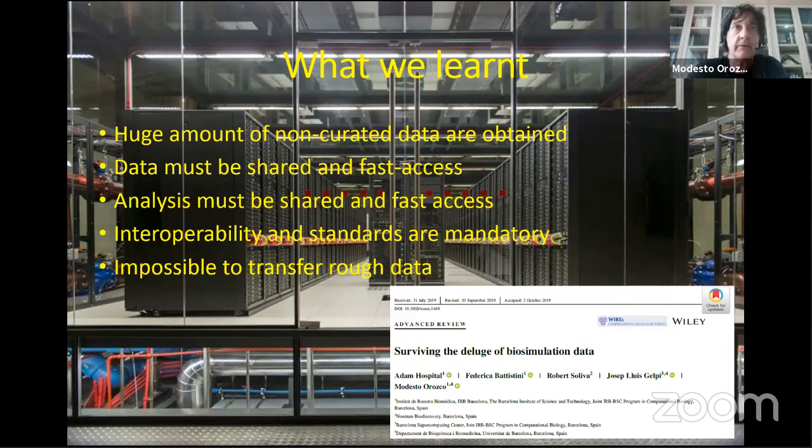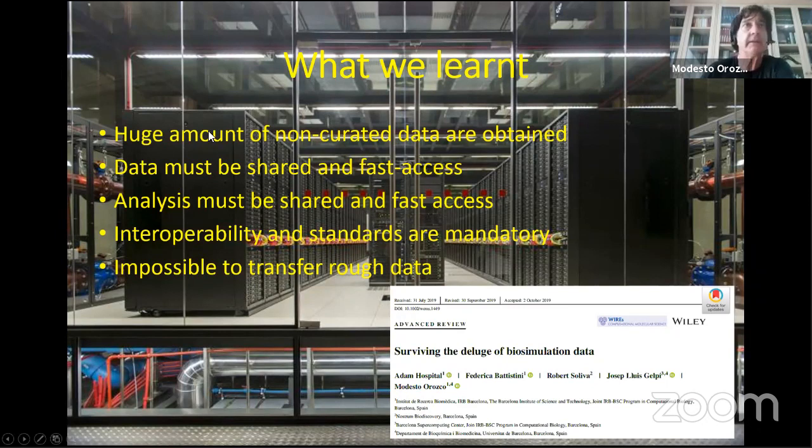And last but not least, we should be realistic. It's impossible to transfer the raw data. We are talking about exabytes of data. We cannot transfer this amount of data. It will collapse the internet for ages.